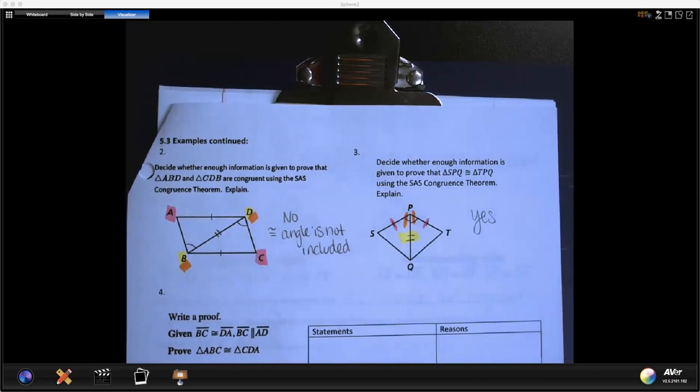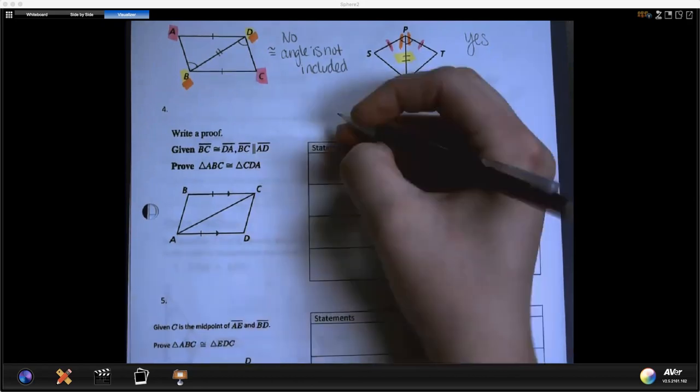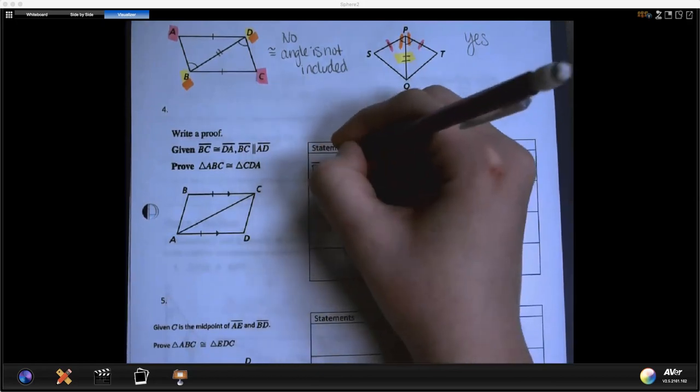Okay, last two things we're gonna do are these two proofs, okay? Let's refresh our memories about proofs. So what is the first thing we should always start with when we have a proof? Yeah. The statement you're given, good. So my first statement is gonna be BC is congruent to DA.